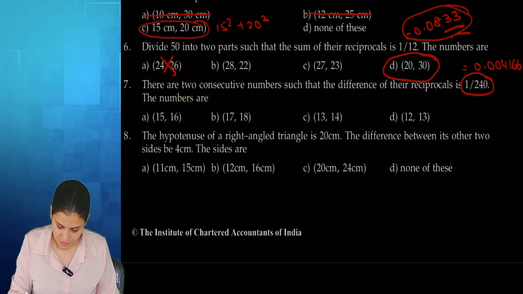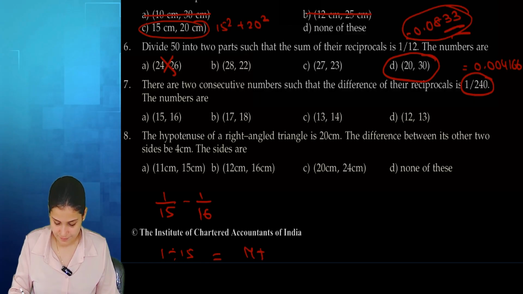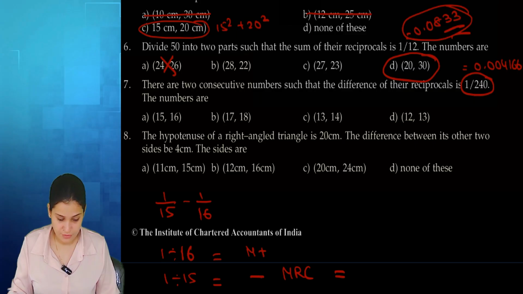Let's try. Subtract 1 by 15 minus 1 by 16. Same way. Okay, wait. In this, calculate first 1 by 16. Now we will subtract that. Press equal to, then M plus. Then 1 divided by 15 equal, minus MRC, equal.